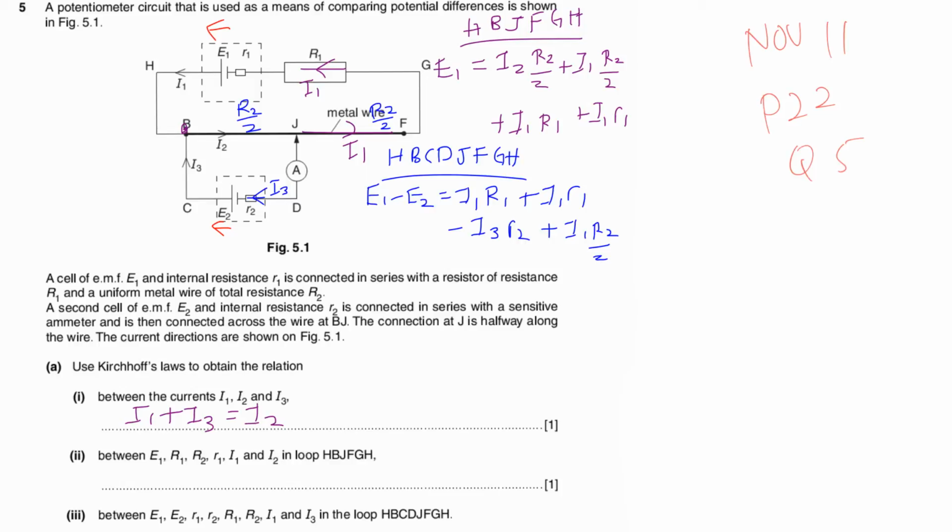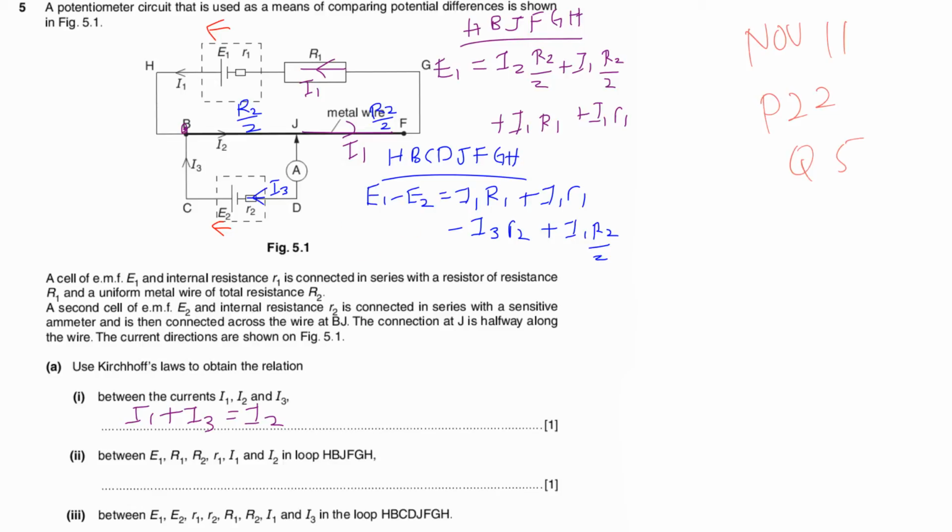Okay, now all positive. So the next one, which is H, B, C, J, F, G, H, which is this big loop here. So how many cells are there? Okay. Two. So the top one, is my direction of travel and EMF the same or not? So what's the EMF? And what about the bottom one? Yes, because my travel is opposite to EMF. So it's E1 minus E2.